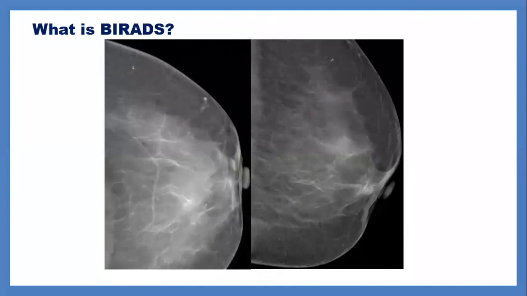What is BIRADS here? How are you going to code this? 5. Why? In addition, there is skin thickening and nipple retraction in addition to the area of asymmetry.